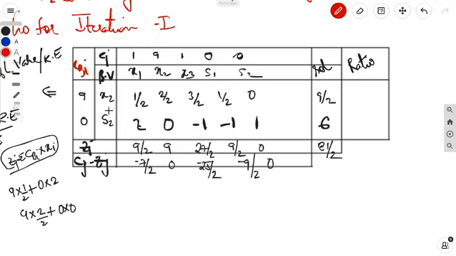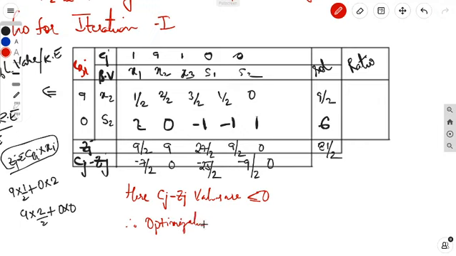Now look at over here. All the Cj minus Zj values are less than or equal to 0. Therefore, optimization reached. We have reached our optimization limit, that is nothing but the maxima limit. So what are the values for this? The values for these are as follows.